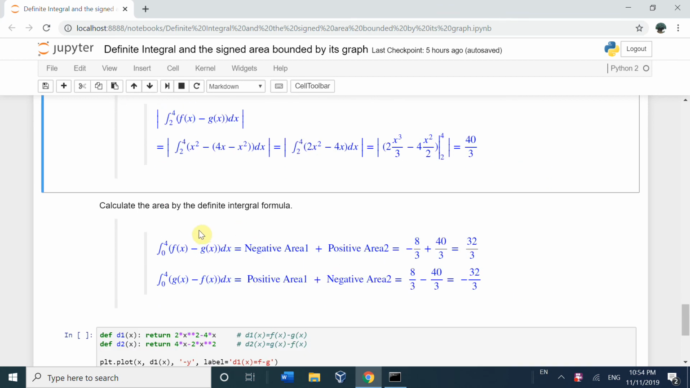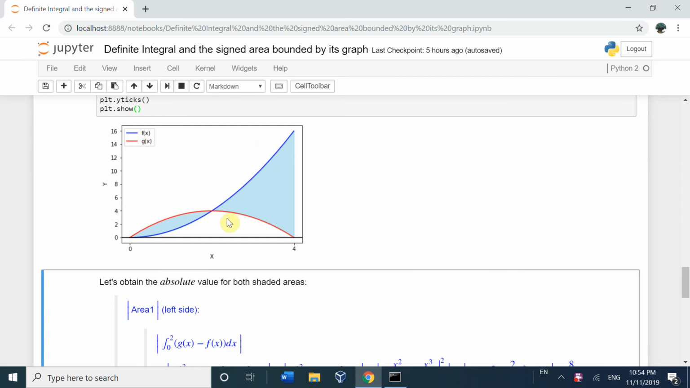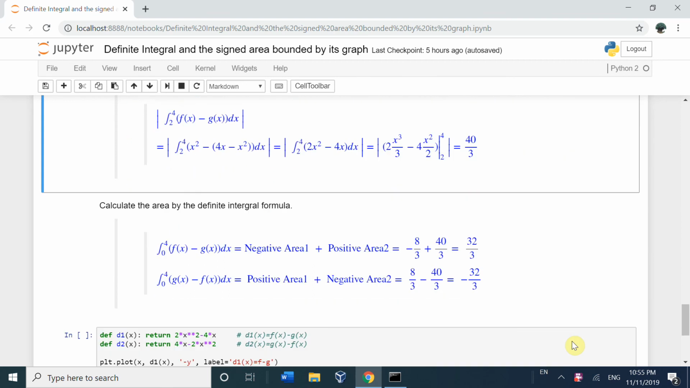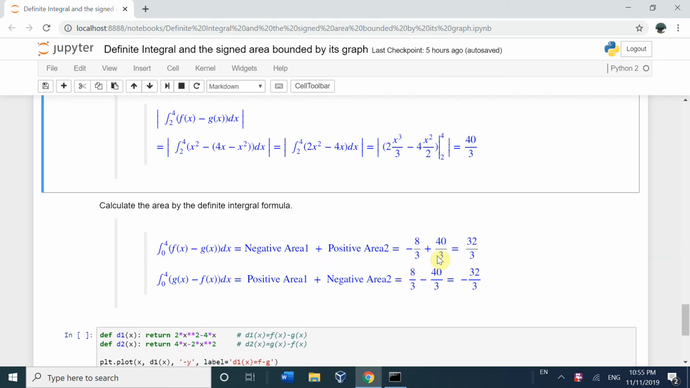And we could calculate the area by the definite integral. So first one, f minus g. So f minus g is blue minus this red. So for the left side, area 1 should be negative because for the blue f minus g, f is below, so it's negative. The area is also negative. This is f above g, so this area is positive. So area 1 is negative, so we put the absolute value as a negative. So negative 8/3 plus positive 40/3, we get 32/3.